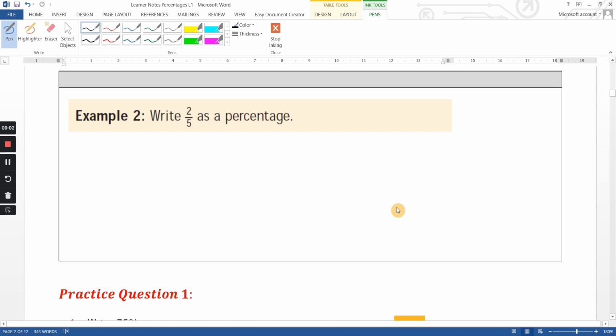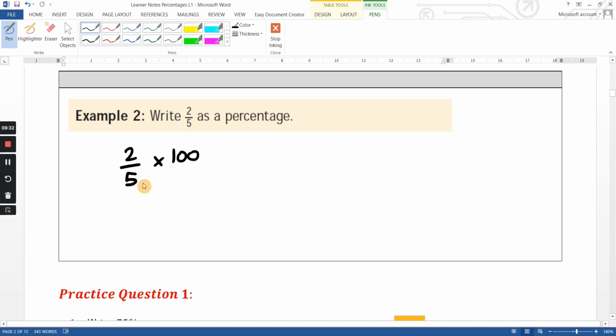Write 2/5 as a percentage. Okay, so there's a couple of ways you can do this. If you have any fraction and you want to change it to a percentage, you just times by 100. Let's say you do a test and you get 2 out of 5, and you want to know what it is as a percentage. You can just multiply by 100 and you'll get your percentage.